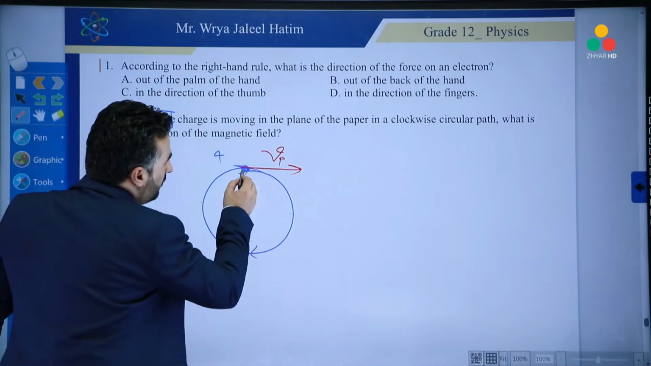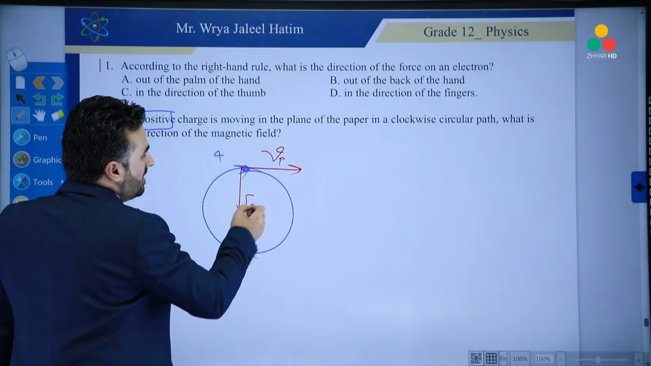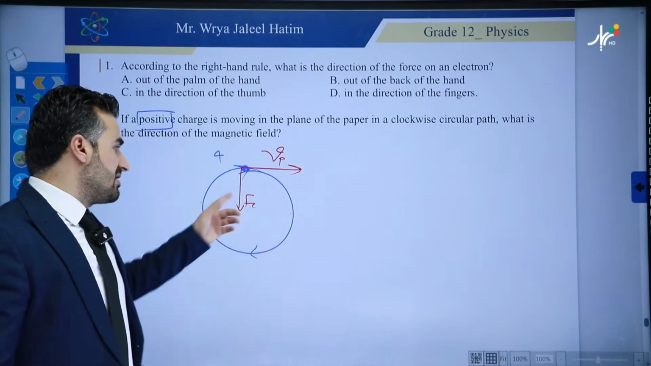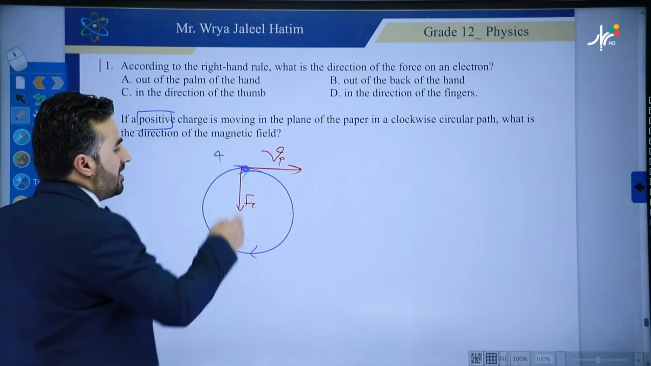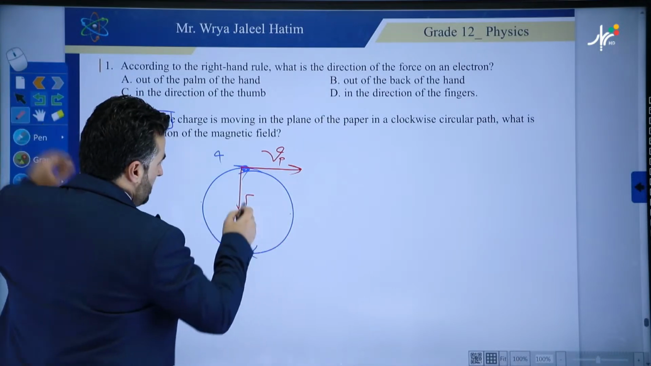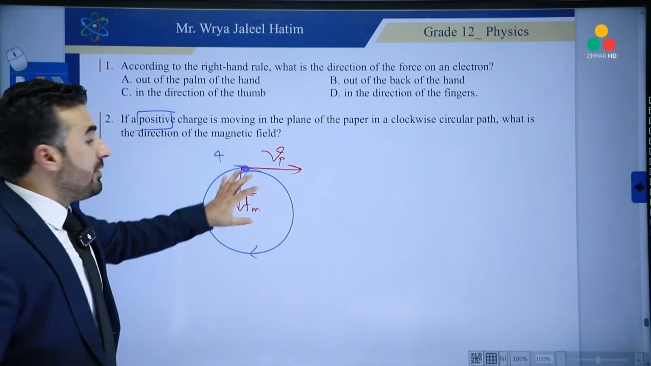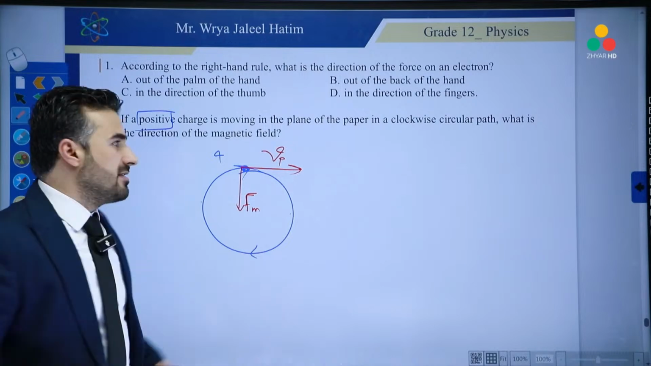We said the direction of the force is always directed towards the center of the circle because that is basically centripetal force. Whenever something moves in a circle, there must be a centripetal force. This centripetal force would be provided by the magnetic force. So we can say the direction of the magnetic force is towards the center of the circle. Now, you know two directions here. Can you find the third direction? Yes, and that is pretty easy.